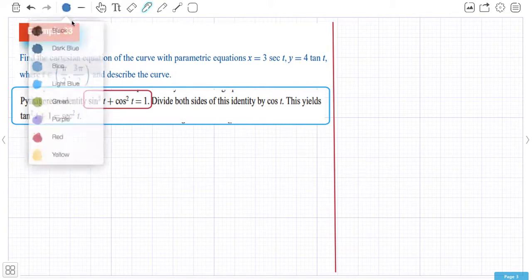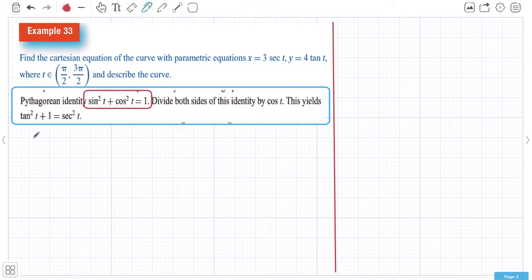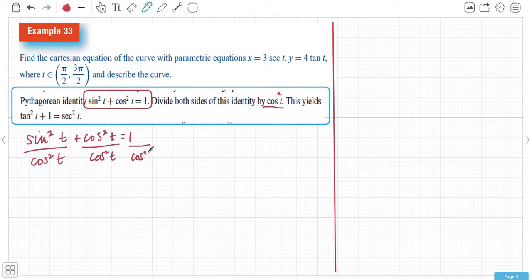Now, we were using this lovely Pythagorean identity, sine squared t plus cos squared t equals 1. Unfortunately, that doesn't have sec or tan. But the cool thing is that we can actually divide both sides of this equation by cos squared t, and you'll see what happens. I'm going to divide this side by cos squared t, and you can see here, looking at the left side, this is sine over cos.